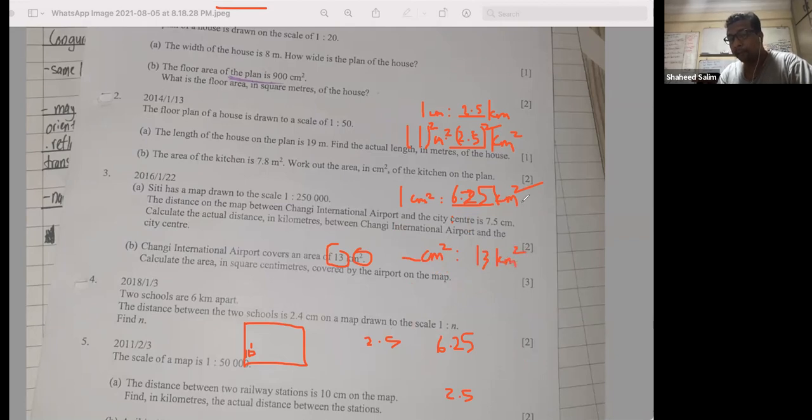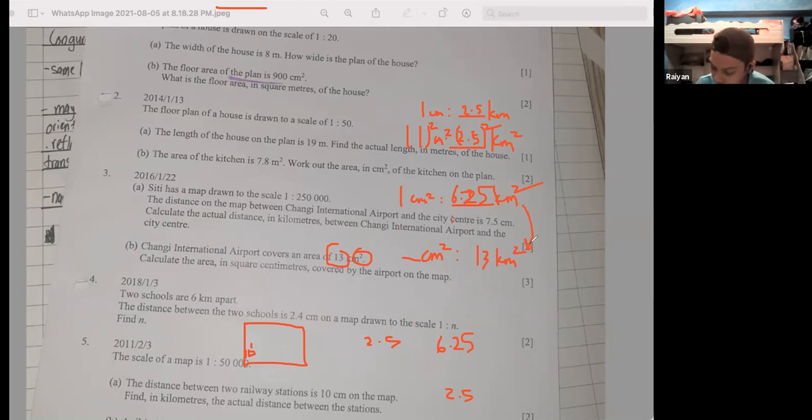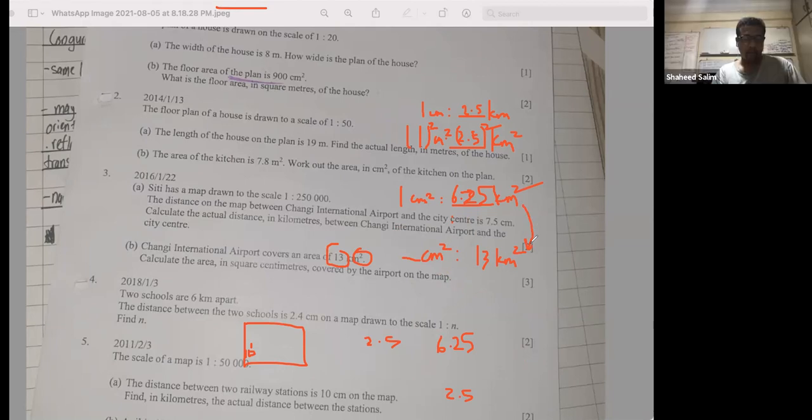13 square km times what? That's right. You divide the thing. 2.08. Okay, 2.08. Then you do the same thing. Yeah, correct. So you get 2.08. Same thing, right? So that's your answer. So Ryan, you must be careful.